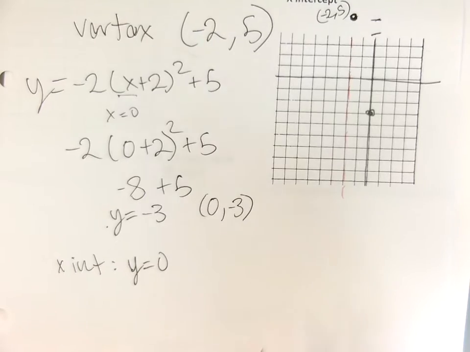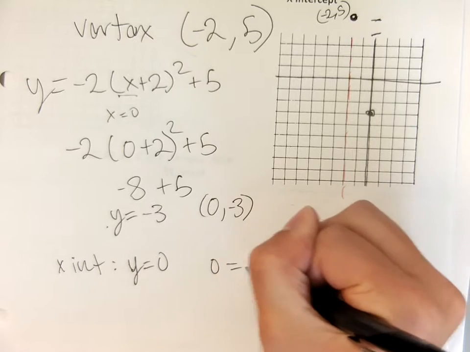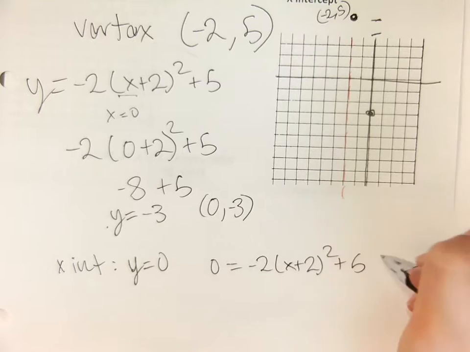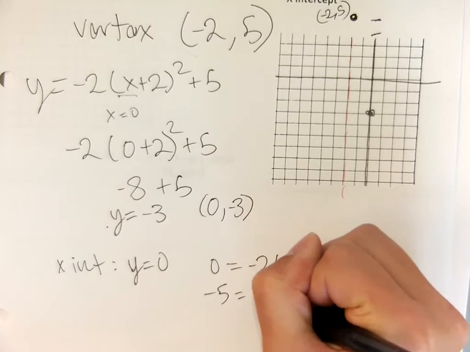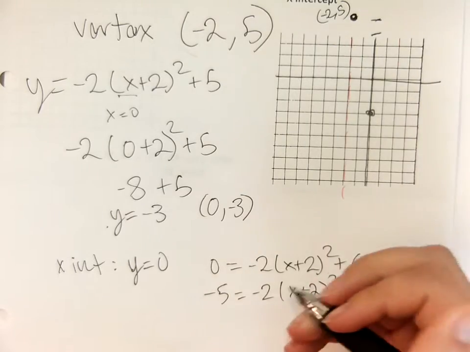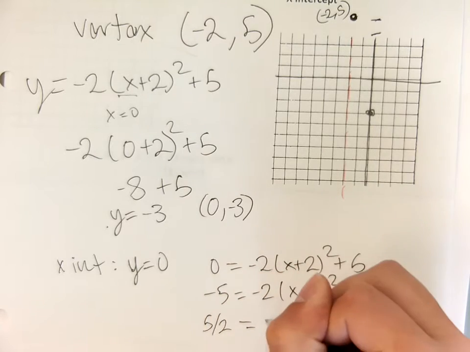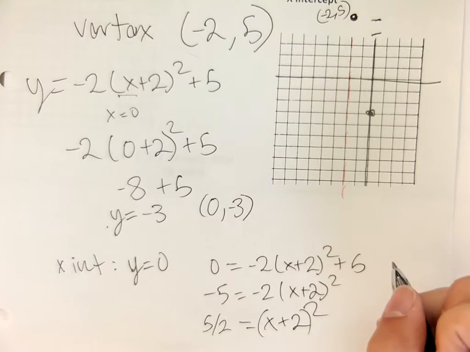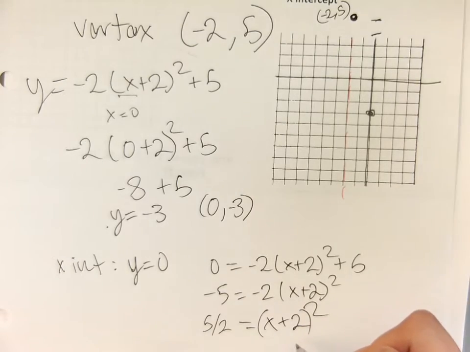So if we set it equal to 0, we get 0 equals negative 2 times (x plus 2) squared plus 5. 0 minus 5, negative 5, equals negative 2 times (x plus 2) squared. And then you get positive 5 halves when you divide by negative 2. 5 over 2 equals (x plus 2) squared. Now we take the square root of both sides. Round to the nearest tenth, because you're going to have to graph it, okay?